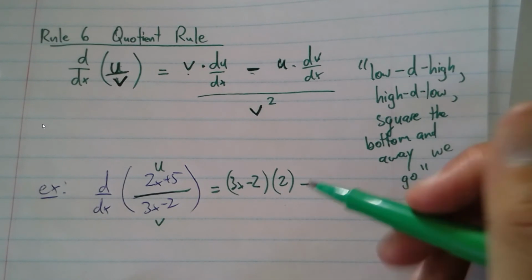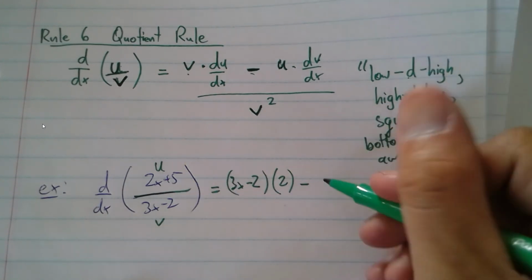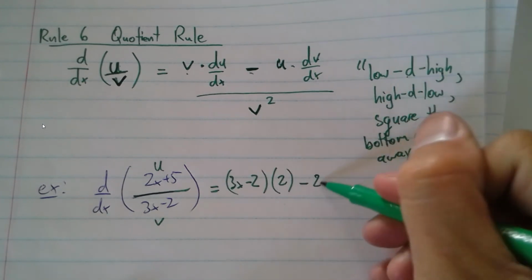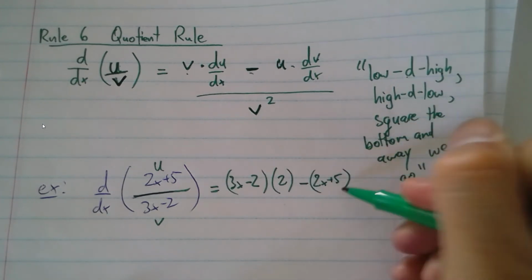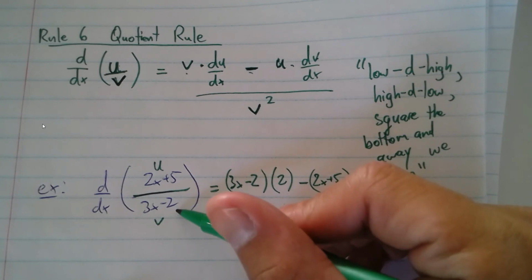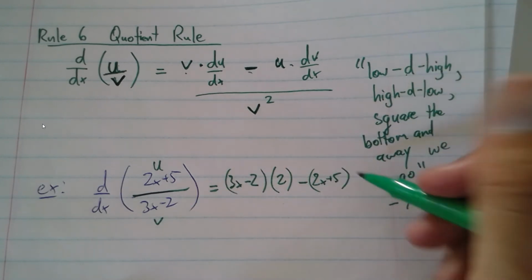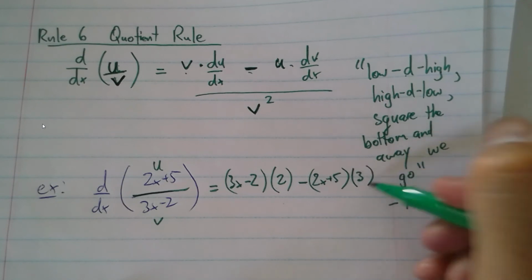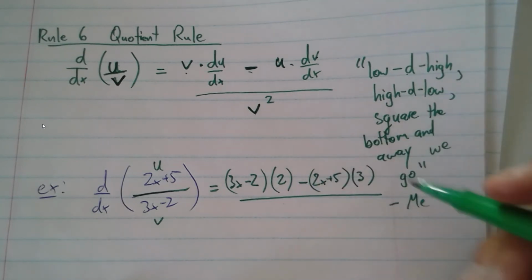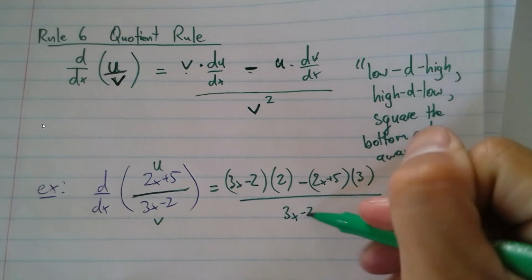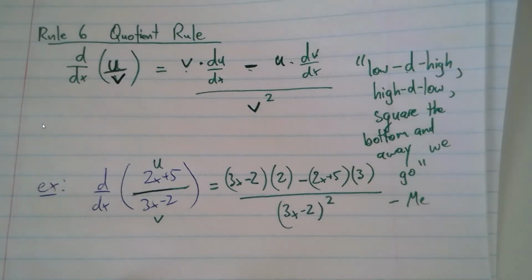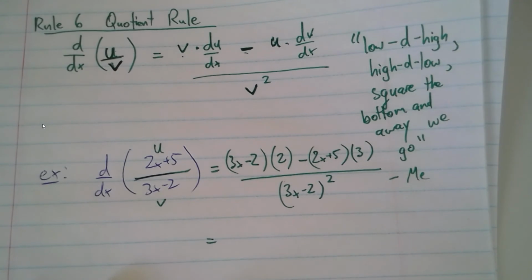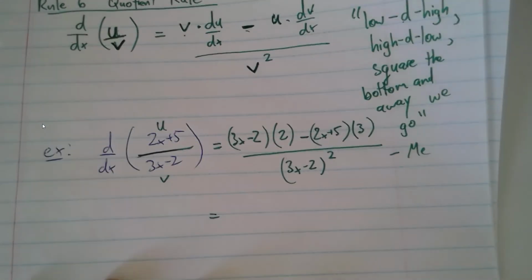Then high d low. That means you take the high, 2x plus 5. I'm sorry, high you keep by itself. 2x plus 5 times d low, the derivative of 3x minus 2. What would that be? Yeah, it'd just be 3. Square the bottom, which is 3x minus 2. And away we go. That's it. I can't do any better than that. So that's as crazy as it gets.